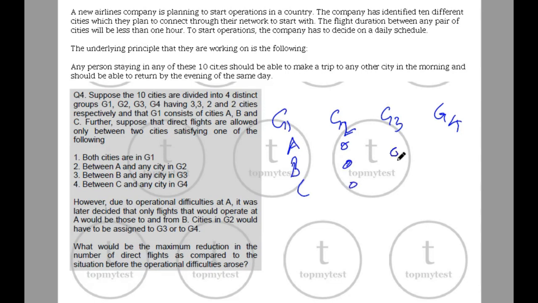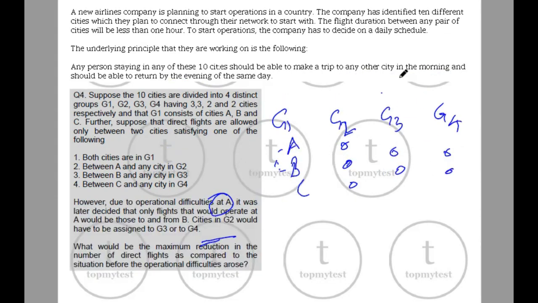However, due to operational difficulties at A, it was decided that the only flights that would operate from A would be those to and from B. So the only connectivity is to and fro B. Cities in G2 would be assigned to either G3 or G4. What will be the maximum reduction in the number of direct flights as compared to the situation before operational difficulties arose? Now if you look at the previous one, we had 6 flights here, 6 flights here, 4 flights here and 4 flights here.